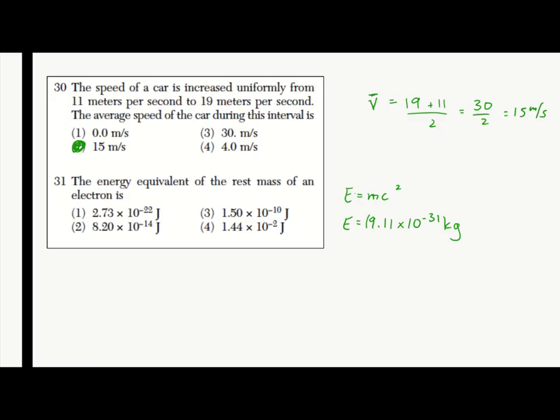That's your mass of the electron, times c squared. C is the speed of light in a vacuum, and don't forget that c is squared. And you'll get something close to 8.199 times 10 to the negative 14 joules, and that rounds to choice 2 as our answer.